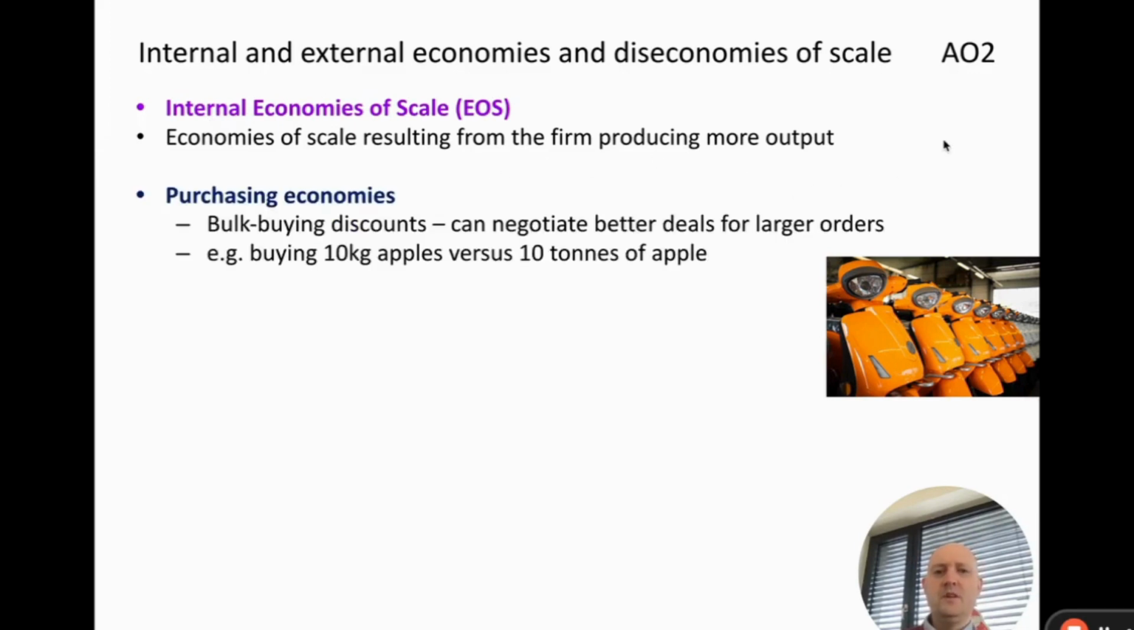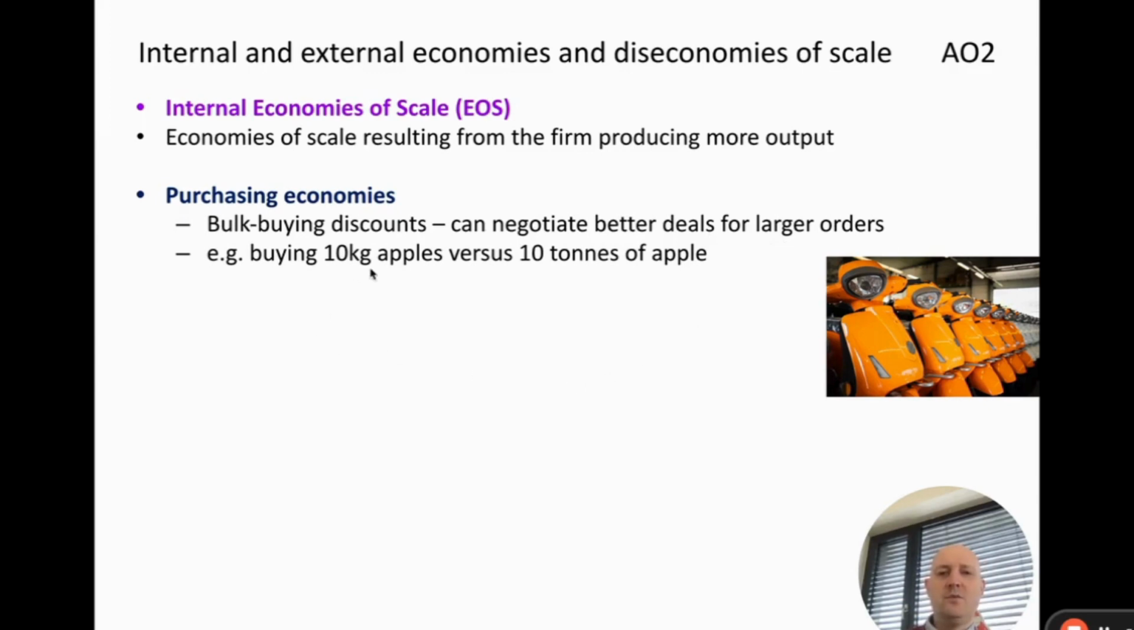So here we go. The main one is called bulk buying discounts. And we can also call these purchasing economies. So basically, bulk buying is when you buy a lot of a product all at once. And so the more you buy, in theory, you can negotiate better deals from your suppliers. So you should be able to pay less per unit when you're buying from your suppliers.